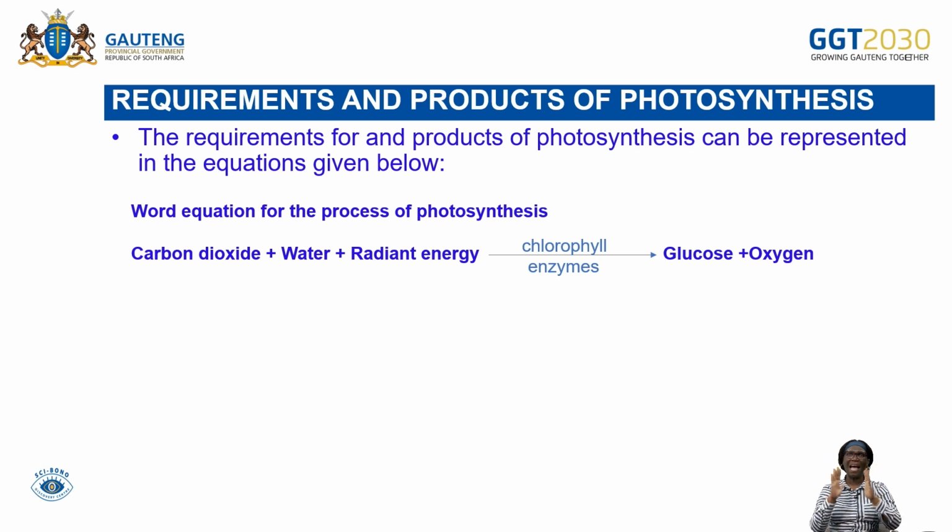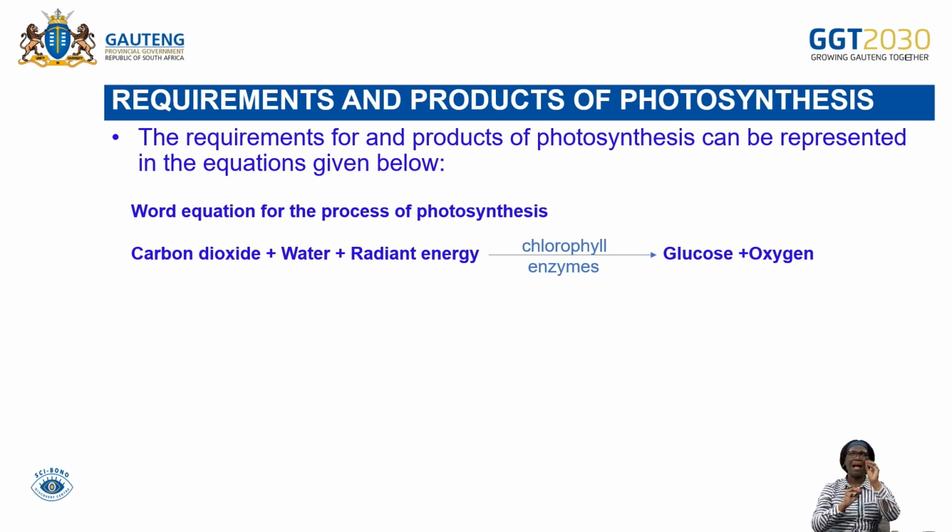For you to master the process of photosynthesis, please make sure that you write it in a word equation. On your left-hand side, all these requirements will be your what? The requirements. What is it that is required for photosynthesis to take place? And on your right-hand side will be your products. And in the middle, we have chlorophyll and enzymes.